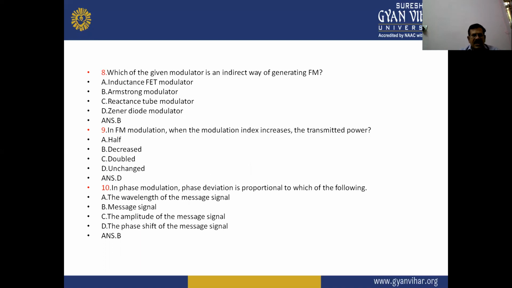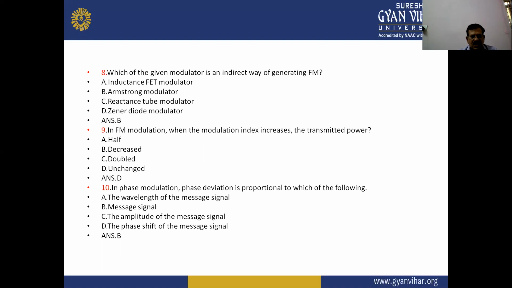And question number 8: which of the given modulators is an indirect way of generating FM? Option A, inductance type modulator; B, Armstrong modulator; option C, reactance tube modulator; and option D, Zener diode modulator. So the correct answer is B, Armstrong modulator. Question number 9: in FM modulation, when the modulation index increases, the transmitted power, option A, halves; option B, decreases; option C, doubles; and option D, is unchanged. So the correct answer will be unchanged.